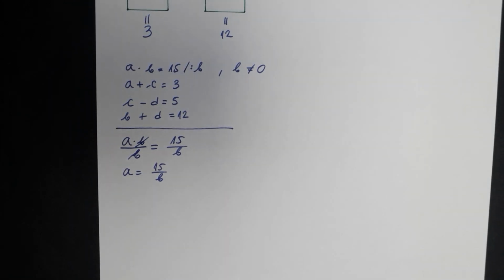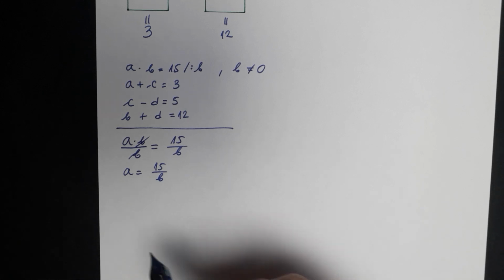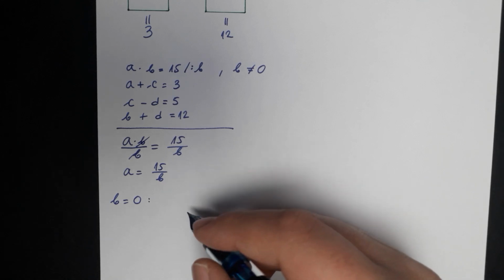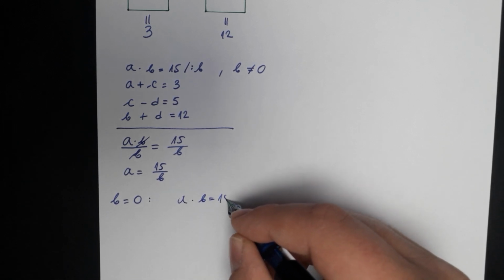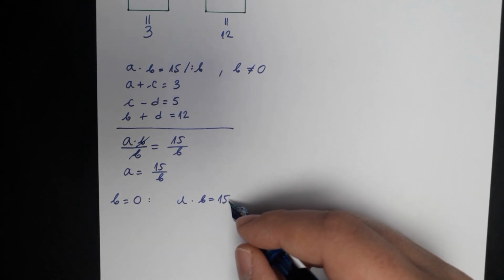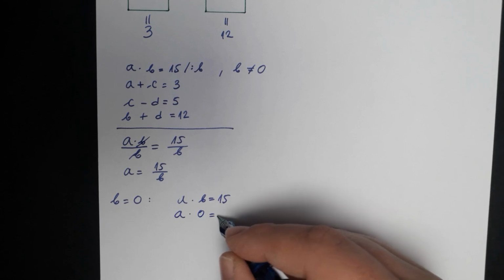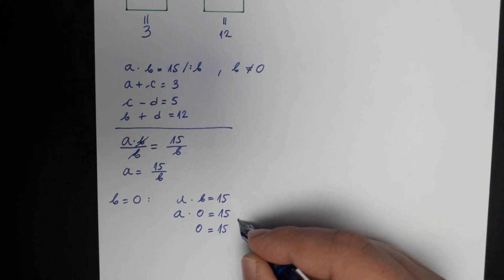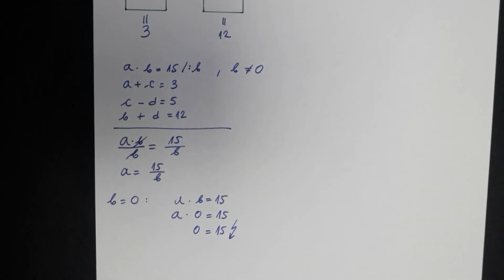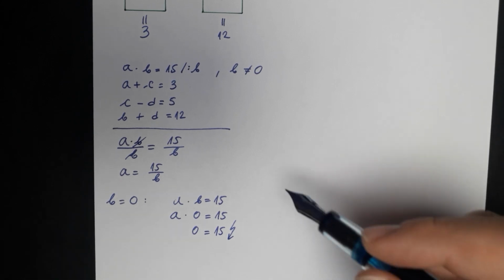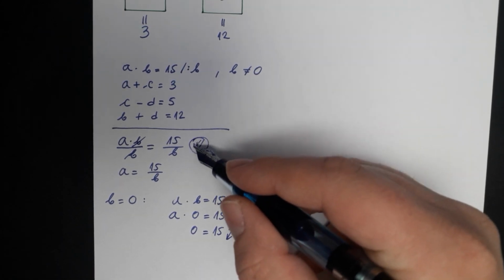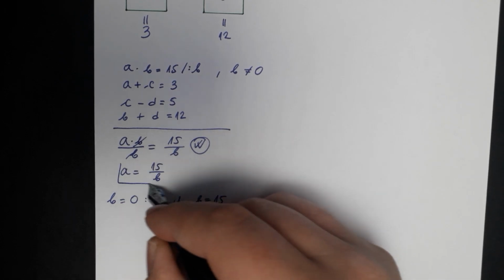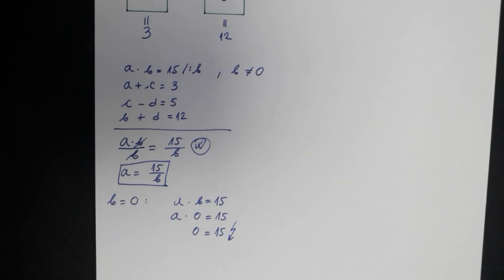The question which we also have to answer is, could B be equal to 0? In the first equation, we have that A multiplied by B is equal to 15. If B is equal to 0, then we have A multiplied by 0 is equal to 15, and that means that 0 is equal to 15, which is impossible. This means that B has to be different than 0. That means that we can divide by B in this previous step. So we have this value for A, and we are going to insert this information into the second equation.